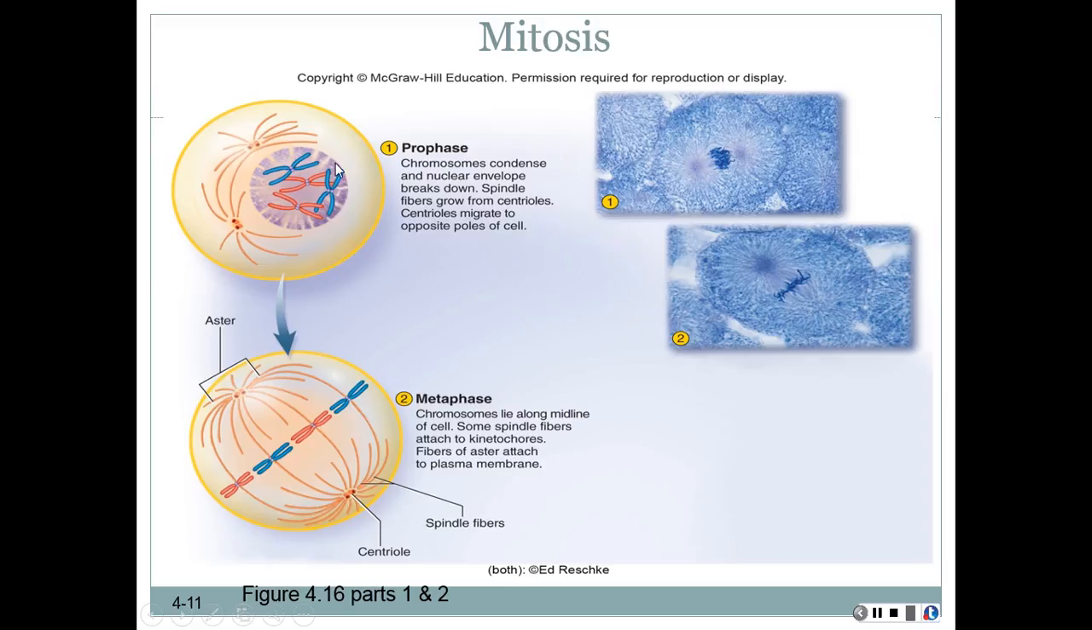Let's see if I can get this going. Here is my nuclear envelope. It starts to disintegrate. So you notice you don't see it here in the second phase. So it starts to disintegrate, and the chromosomes are released into the cytosol. So here's the cytosol.